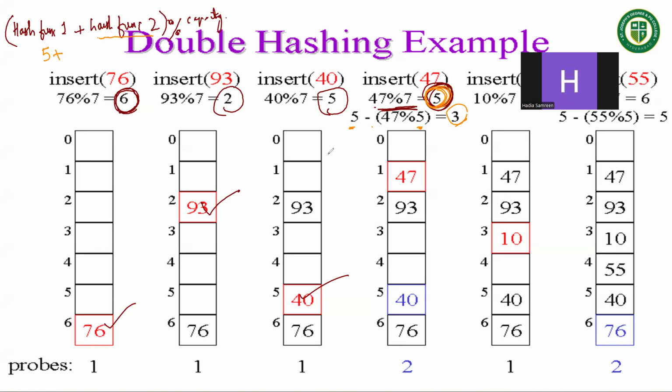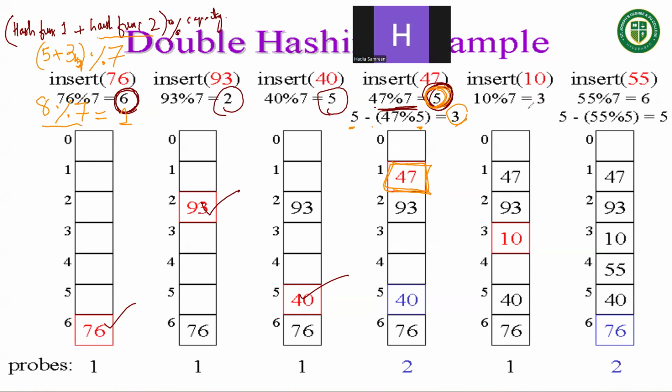So 5 plus 3, modulus the capacity. 8 modulus the capacity is 1. So we will store it at the first position. Again, cool. There's no clash. Right, done. But here we are getting a clash again. See, we are getting 6. We already have 6 over here. So how do we deal with it?